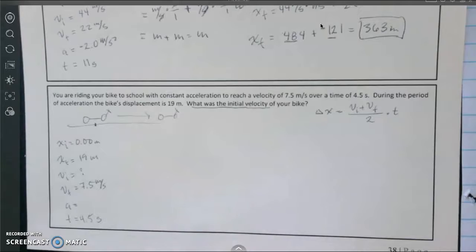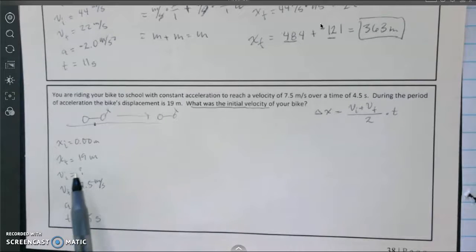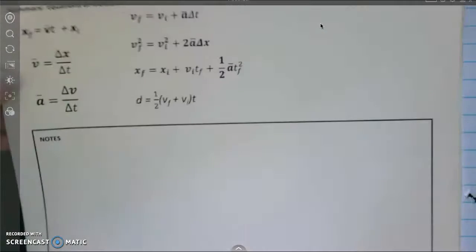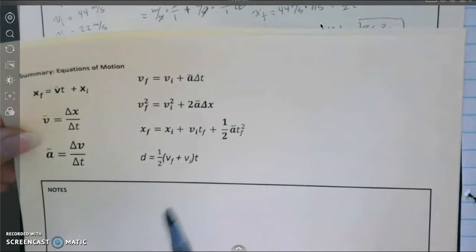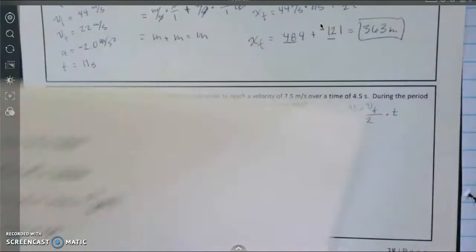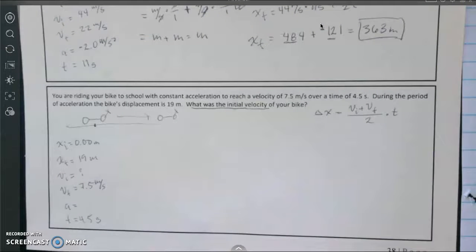Now I have to pick an equation that doesn't have acceleration but does have velocity initial in it. This equation here, look in our summary of equations. So we have initial, but we don't have acceleration. So that's the one that I'm working with there.